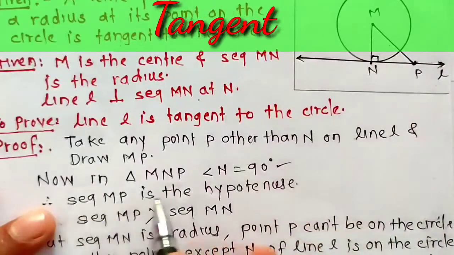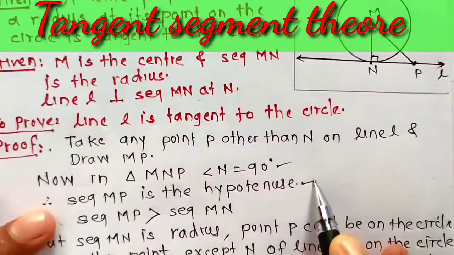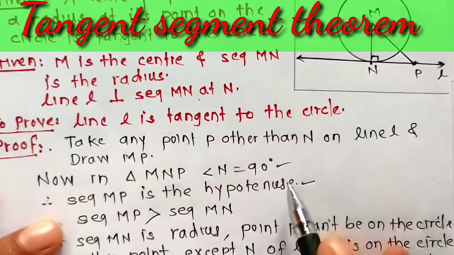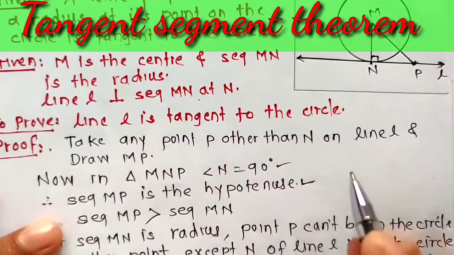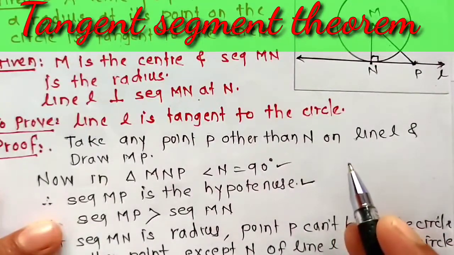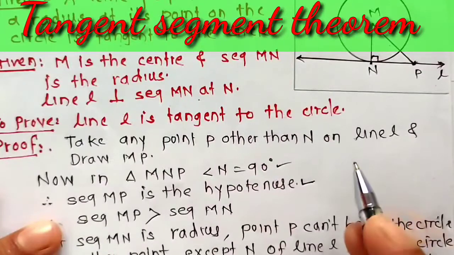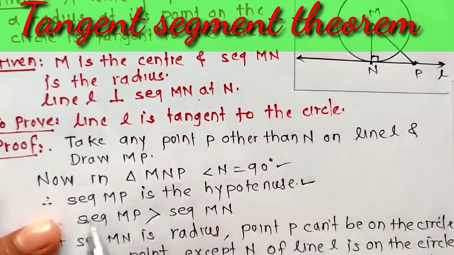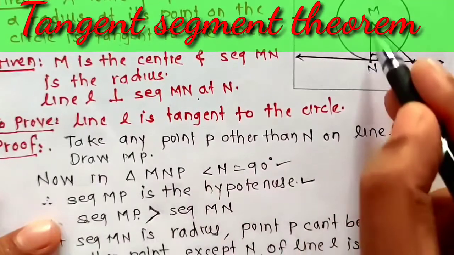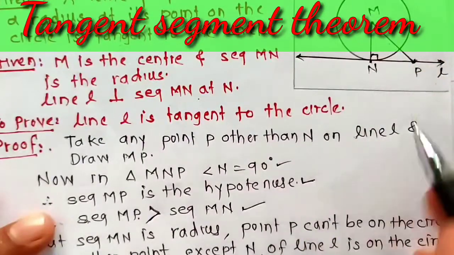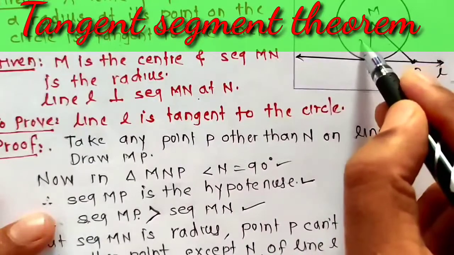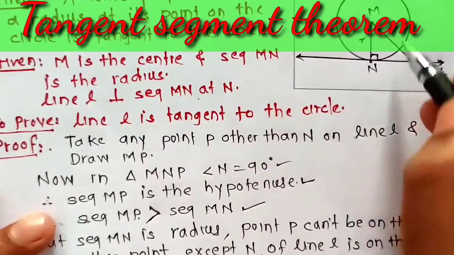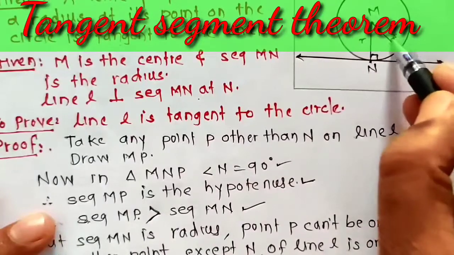That means segment MP is the hypotenuse. In 9th standard we studied which one is the largest side in a right angle triangle. Hypotenuse is the largest side in a right angle triangle, and therefore segment MP is greater than segment MN. Means segment MP is greater than the radius. Here it is the radius, and here it is greater than R.